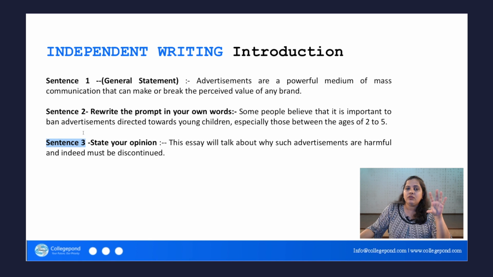So that's how this whole thing can be put into a structure that you can easily remember in the examination. Now let's move on to writing para 1, which is the paragraph immediately after your introduction. Let's look at what structure we can follow on a very general level.